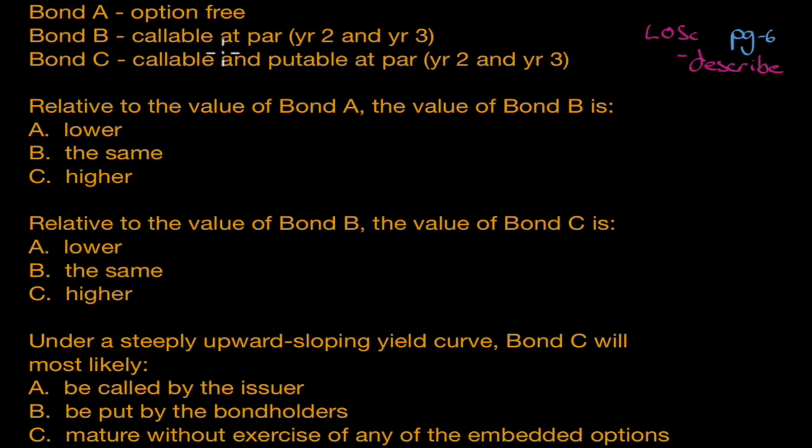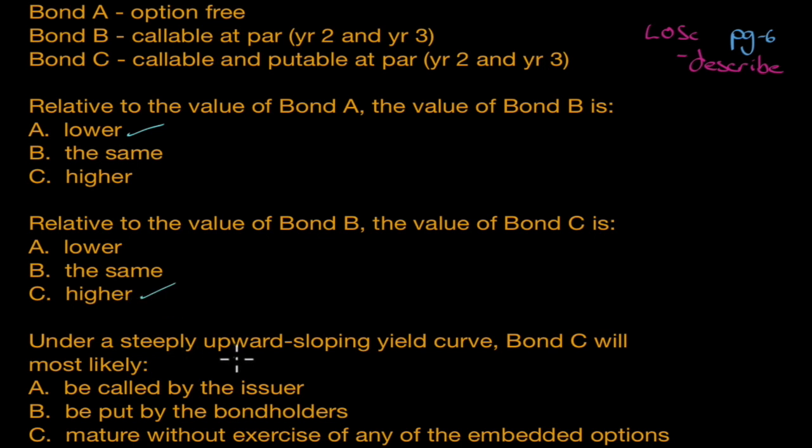Well, B is callable. Who has the value in a callable bond? It's the issuer. If the issuer has value, we need to be paid for that, which means we're not going to pay the same price as a straight bond: lower. Relative to the value of bond B, the value of bond C is, well, bond C is bond B with a put option. So whatever the value of bond B is, bond C is the same thing with a put, because it's also callable. So who has value with the put? The holder has value.